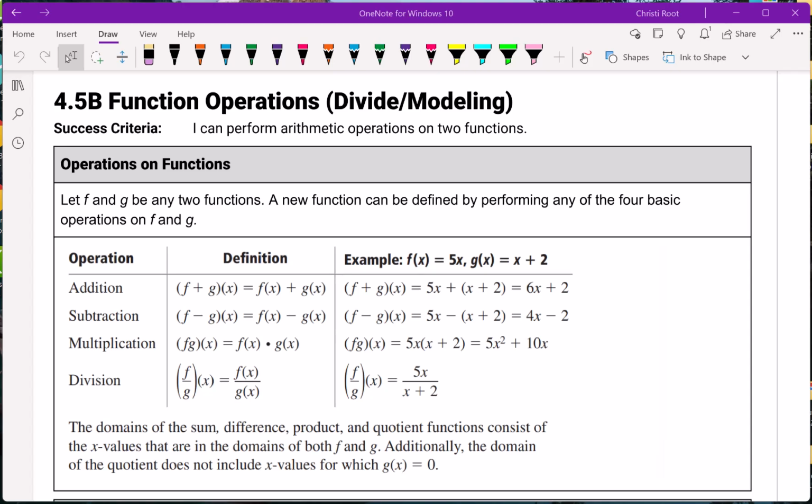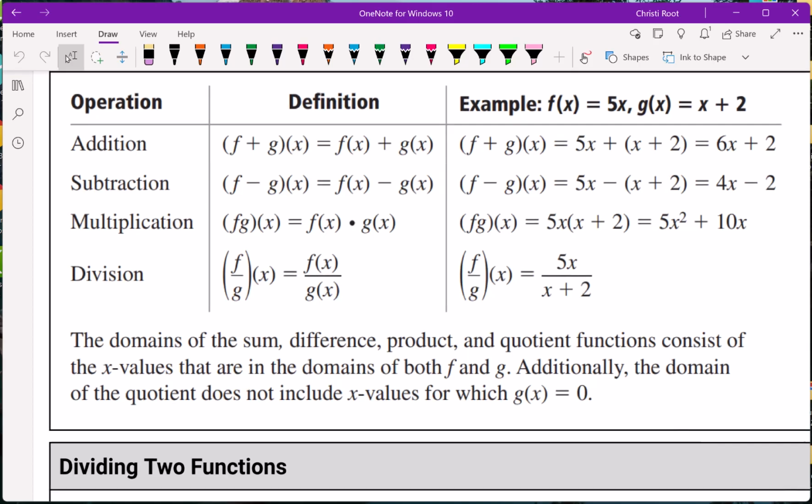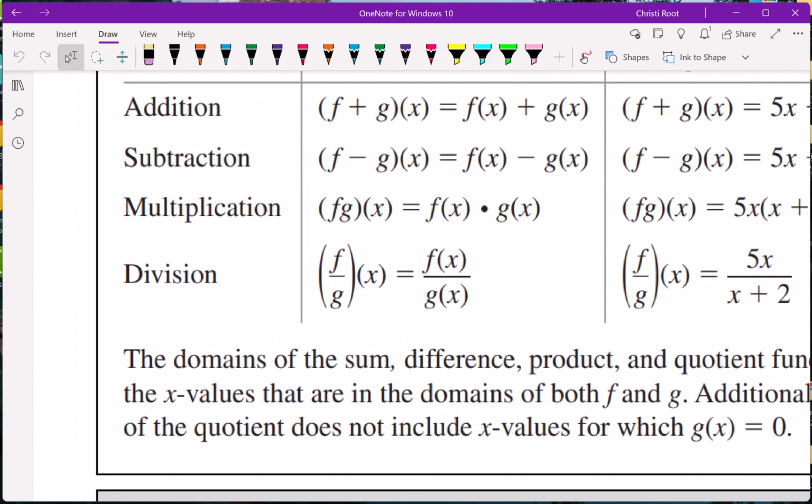Okay, so today's video is on function operations. It's the second part of lesson 4.5, and we are covering division and modeling real world formulas. Okay, so the good news is a lot of this is exactly the same thing that we did yesterday. Basically, you got the same type of notation.